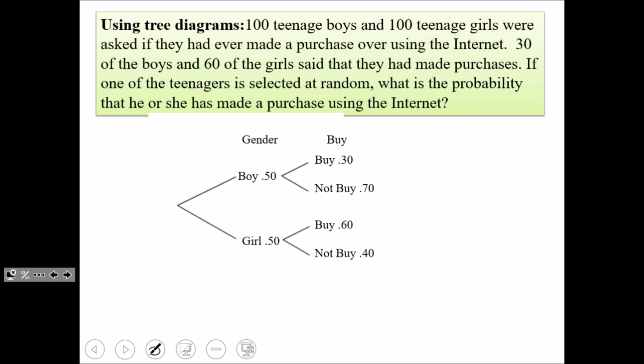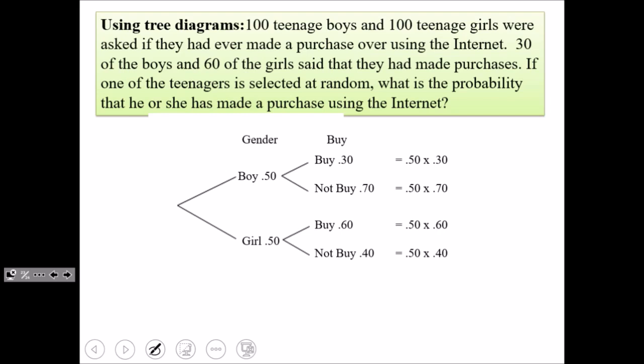The way I find the probability as I go down the tree is I multiply as I go down the branches. So if I know the probability someone is a boy and they've bought something, I multiply 0.5 times 0.3. A boy who hasn't bought, 0.5 times 0.7. Girl who has bought, 0.5 times 0.6. Girl who has not bought, 0.5 times 0.4. If I do all that, I get all my individual numbers.